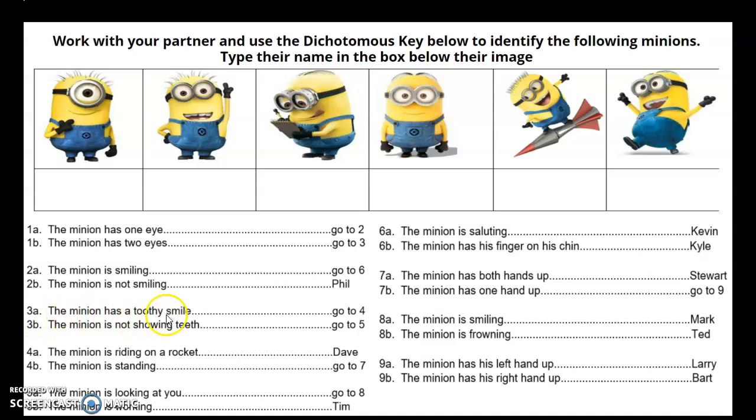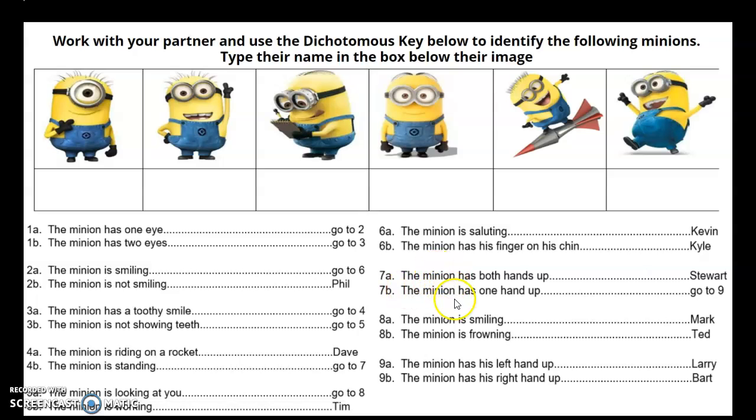The minion has a toothy smile, or the minion is not showing teeth. Well, I look at this minion's observable traits, and I see that, yes, I see his teeth. So then I look over to the right for 3A, and it says to go to number 4. Okay, I go to number 4. The minion is riding on a rocket, or the minion is standing. He doesn't have a rocket, so he is standing. So I go over to the right of that statement, and it tells me to go to number 7. That means I skip 5 and 6. I don't need them. I go to number 7.